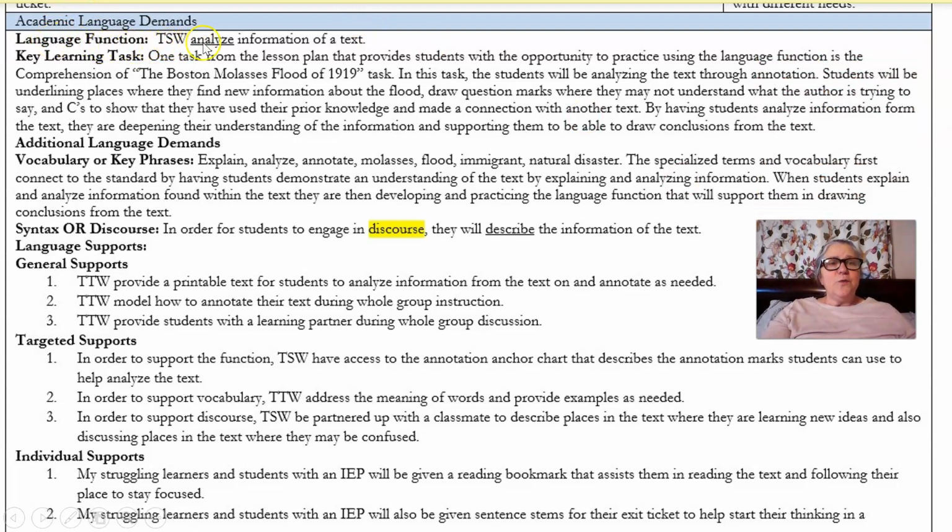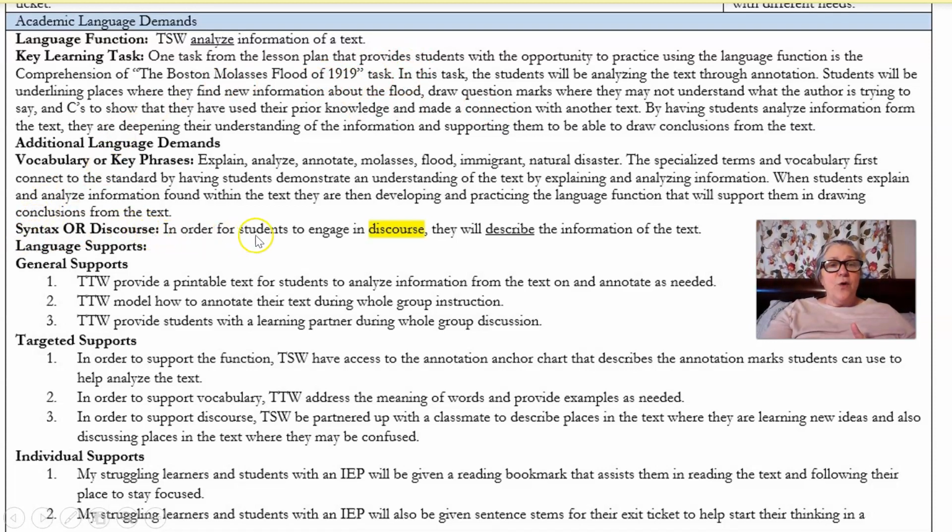Language function, the student will analyze. Now we've got the key learning task. One task for the lesson plan that provides students with the opportunity to practice language is in this task, the student will be analyzing the text through annotation, underlining places, by having students. So we got lots of words, you analyze over and over again. That's good. Let's see what we're doing here.